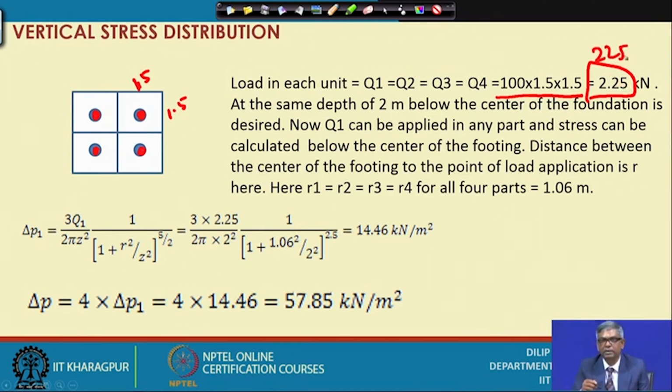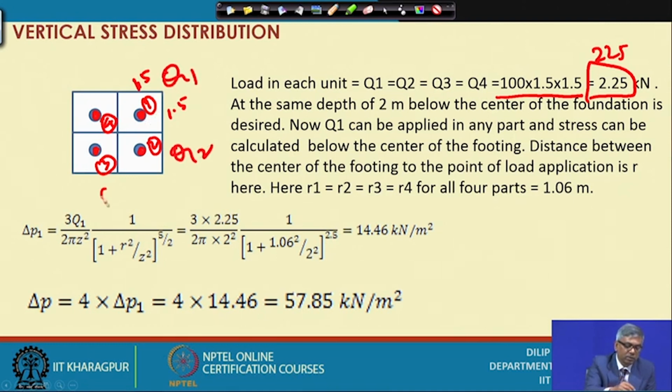It was 900, so it will be 225. So, now Q1, Q2, Q3, Q4. Suppose I consider this is 1, this is 2, this is 3 and this is 4. Everywhere, if I consider this is Q1, this is Q2, this is Q3 and this is Q4, then Q1, Q2, Q3, Q4 all are equal, and all are equal to 225 kilonewton.